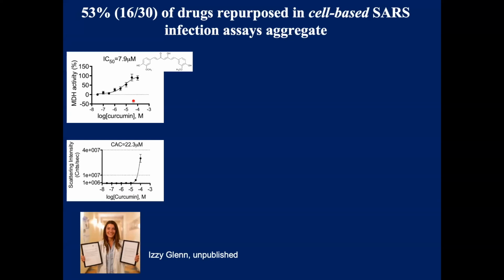So just to show, here's its IC50 on malate dehydrogenase. The red dot says what happens when you add Triton. It all goes away, and here it strongly scatters.